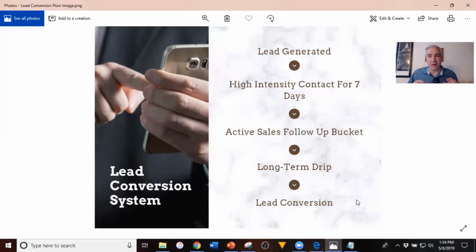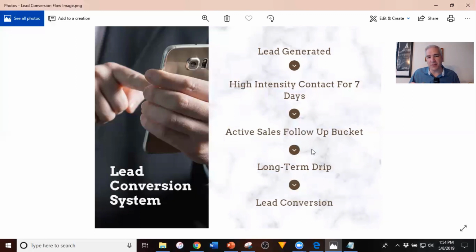These are just people that are not part of the other 2 buckets. These are just people you want to consistently stay in touch with, so that when it's time, they raise their hand. And then once they raise their hand, they're going to be going into one of these active sales cycles. And that's really how this process works. So that is having a lead conversion system.